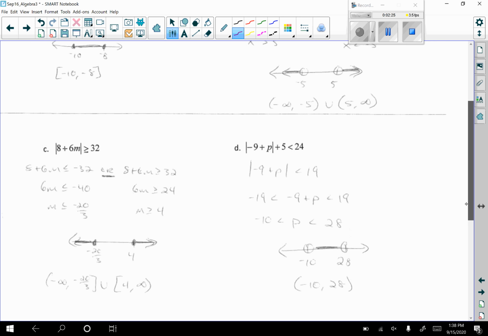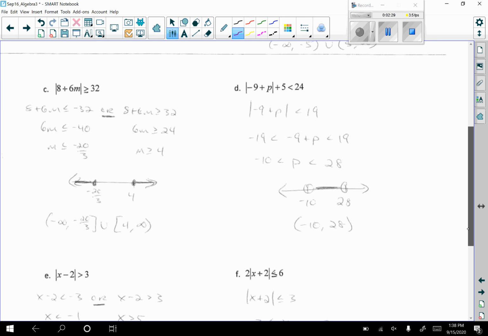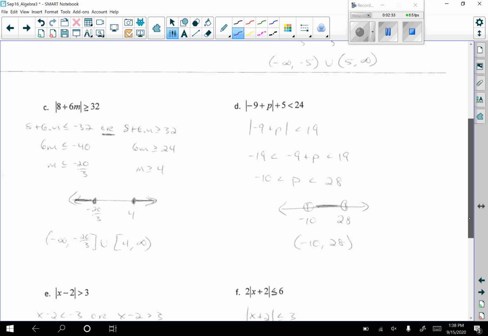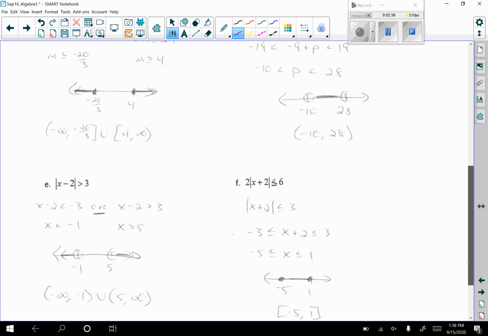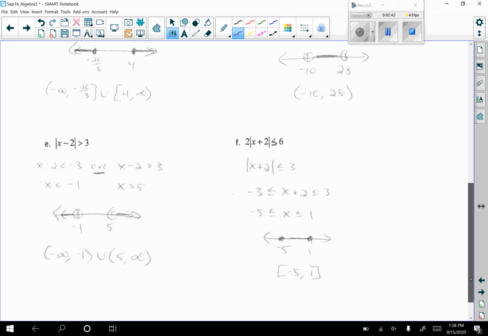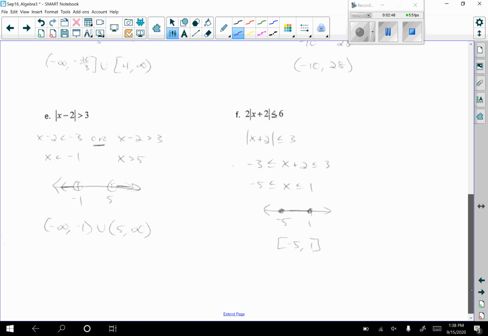Take a look at C. That's another one that's beyond. And D, that would be in between, as soon as we subtract the 5 from both sides. E is already isolated, so that's a beyond statement. F is an in-between statement, but we have to first divide both sides by 2. So please correct your homework and let me know if you have any questions.